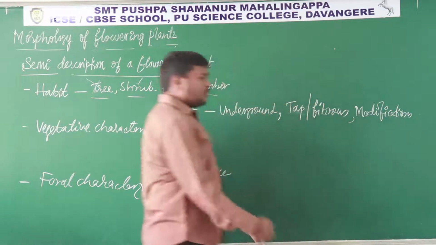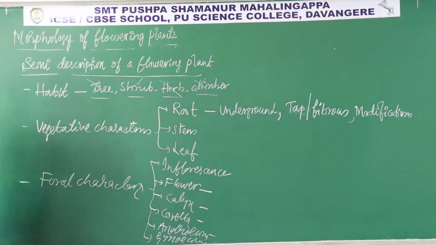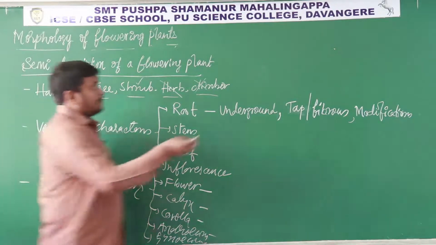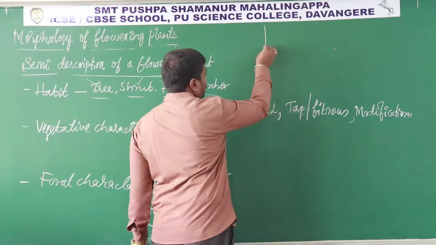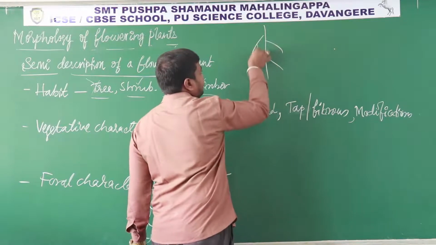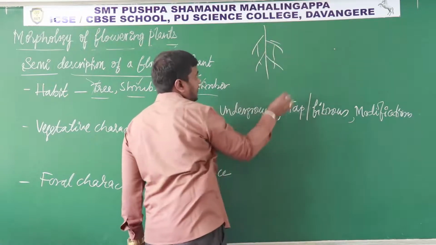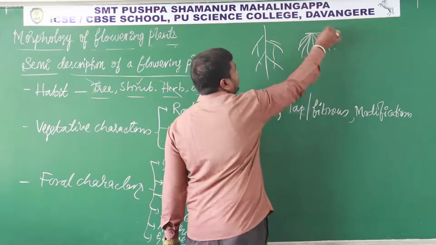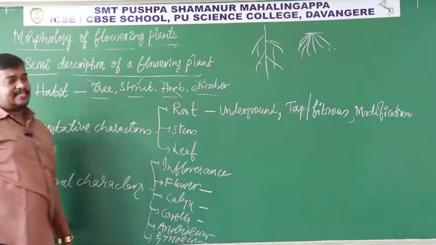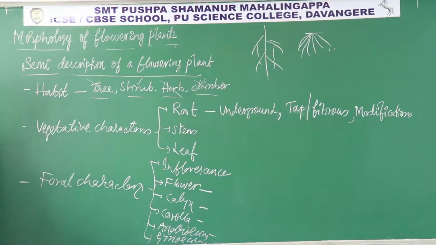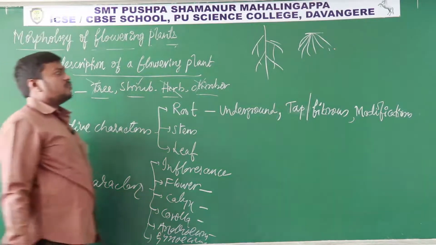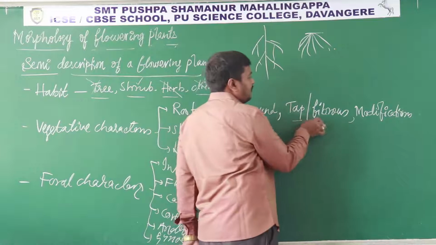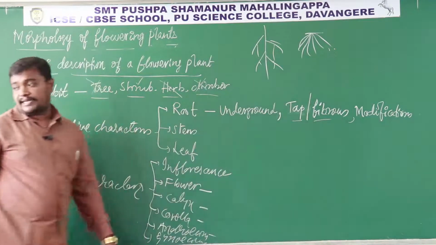If you uproot the plant, you can observe whether it has a tap root or fibrous root. Tap root means you have the major root along with the branches like this; definitely you can say it is a tap root. Or if from a single point you can observe many roots like this, it is a fibrous root. Most important, tap root is a dicot character, and fibrous root is a monocot plant character.